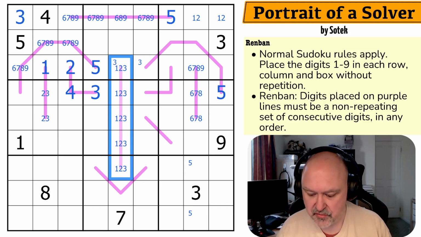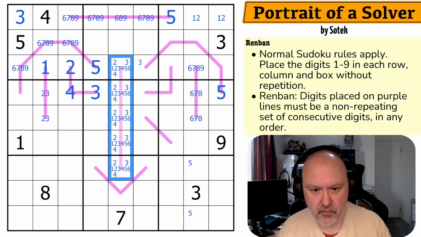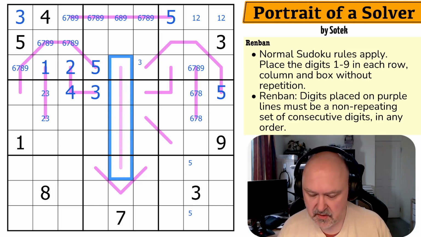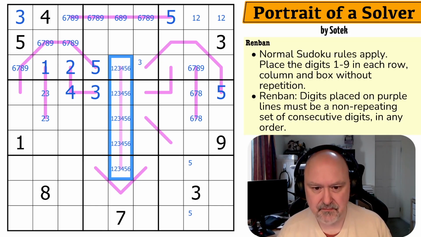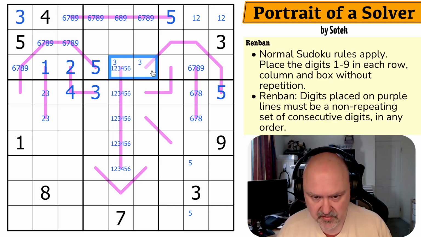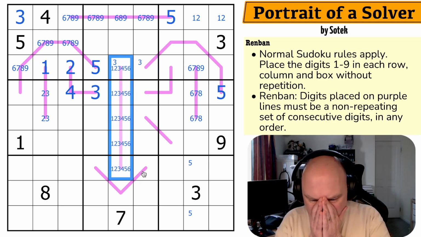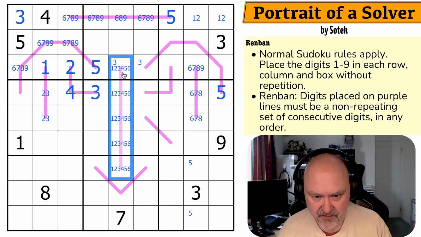So these are from 1, 2, 3, 4, 5, 6, and must have a 2, 3, 4, and 5 on it. These are 1, 2, 3, 4, 5, 6, and the 3 is in one of those two, but it must have 2, 3, 4, and 5 on it. I can't put 3 there.